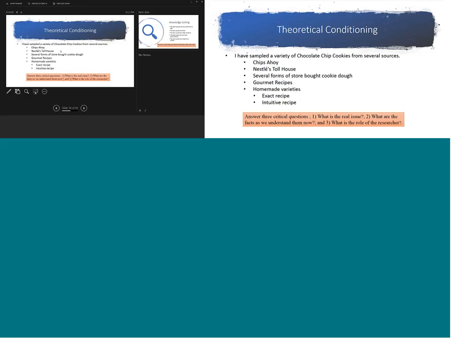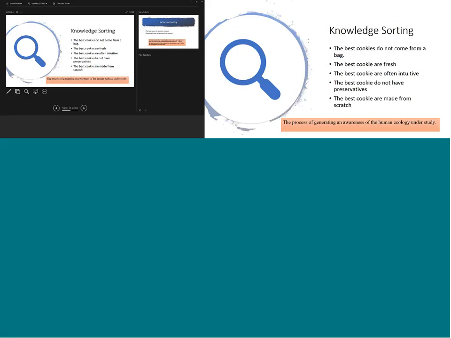ecology is about. The second step in that big process is beginning to sort out what we learned from really studying that ecology, from getting that theoretical conditioning. As a novice researcher, I start sorting things out because I don't want to study every cookie. I just want to study the informants who will give me the best answer. In other words, I purposely want to select my informants.